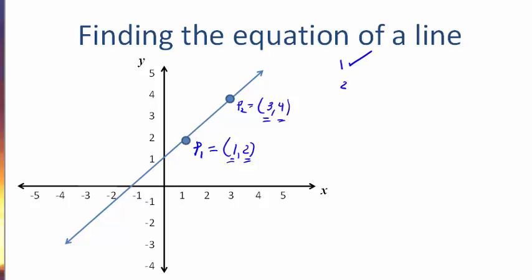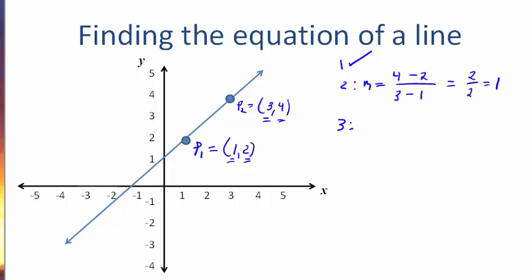Step 2 is to find the slope. The slope is going to be y2. So m is the slope, y2 is 4, minus y1 is 2, divided by x2, which is 3, minus x1, which is 1, and I end up with 2 over 2, or a slope of 1.